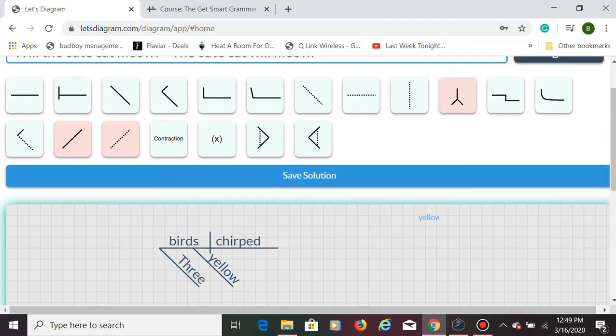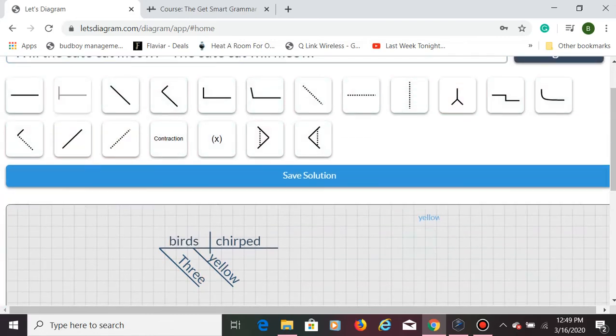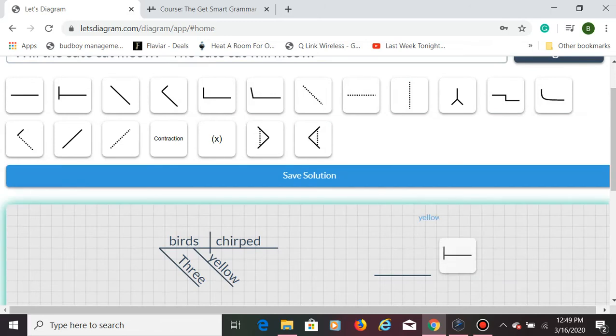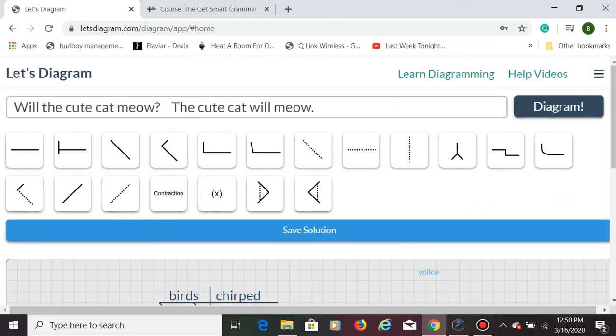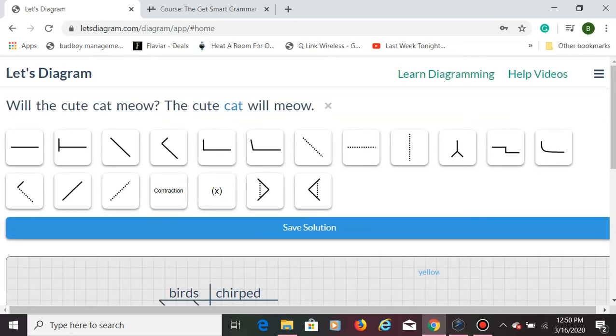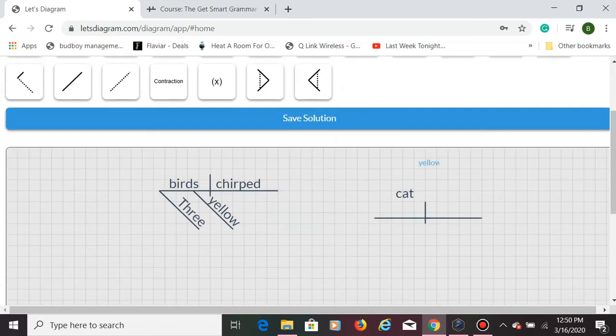All right, and then we do what we always do. The first thing we do is we make our cross. Bring this down here like that. Take this one, put it right next to it, and we got our little cross right there. Okay. Now we gotta find the subject. So what is the subject of the cute cat will meow? So cat is our subject. So we put it in the subject space right here.